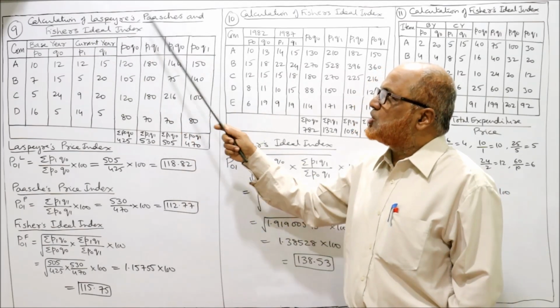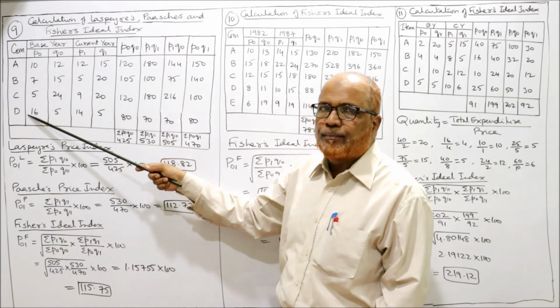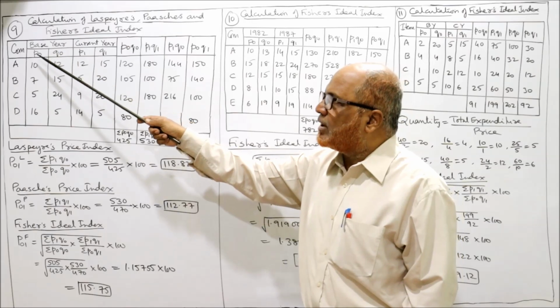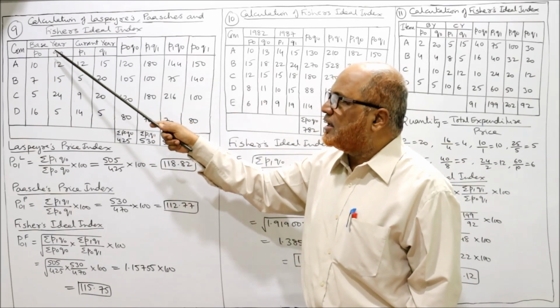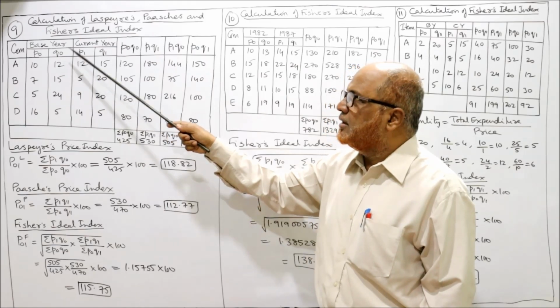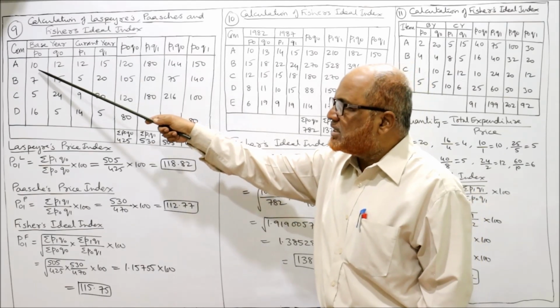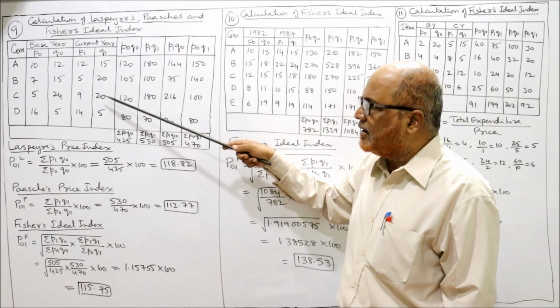Calculation of Laspeyres', Paasche's and Fisher's ideal index. In the first column we have taken the commodities A, B, C, D. Next columns, base year and current year. Under base year I have represented P0, Q0, where P0 is the price of the base year and Q0 is the quantity of the base year. Current year price P1, quantity Q1. So this data is given in the problem.